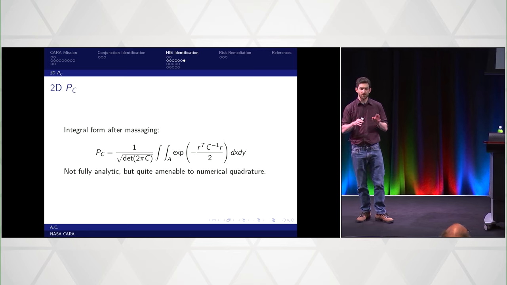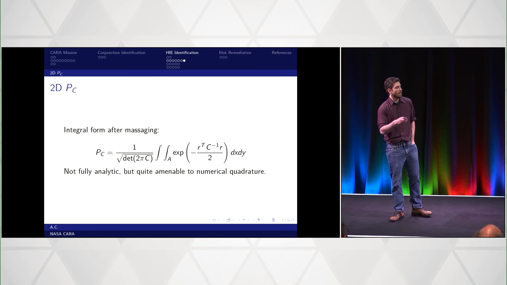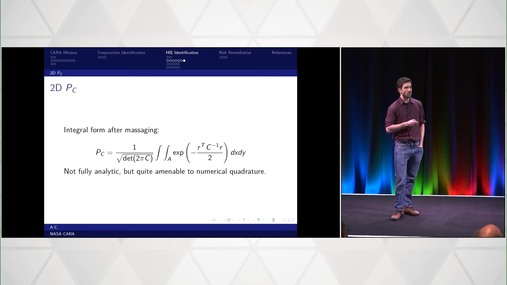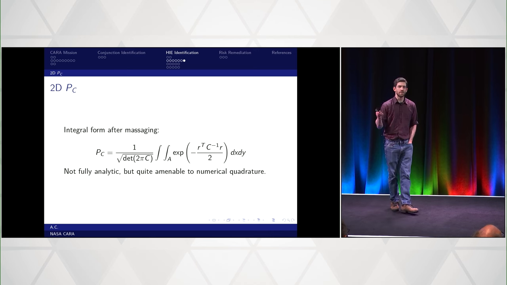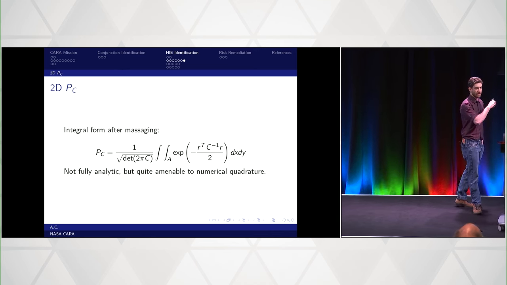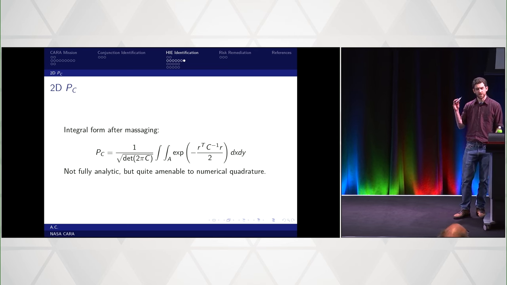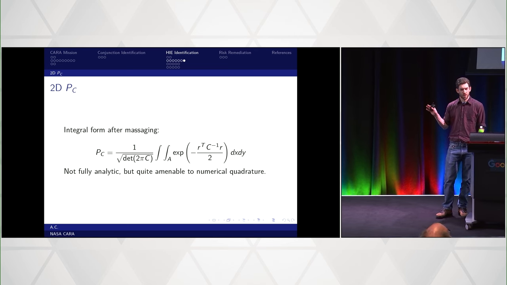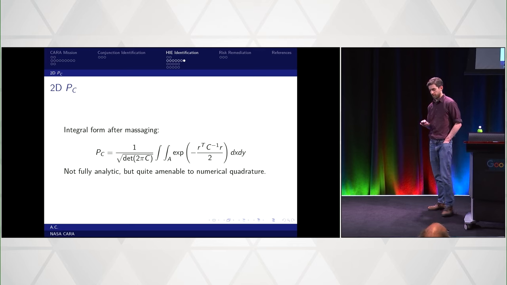We do a little bit of massaging, which I'm not going to show on screen here. And the final shape of the integral is going to look like this, which is not fully analytic, but it's a two-dimensional integral over a well-described area. The function inside is pretty simple. Standard numerical quadrature techniques will take us home, no problem.